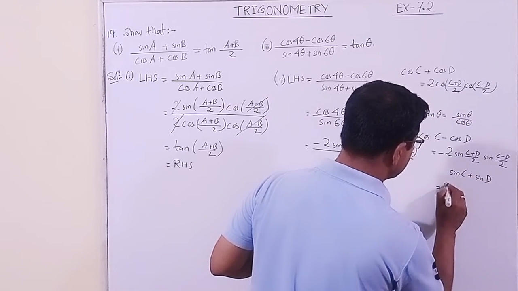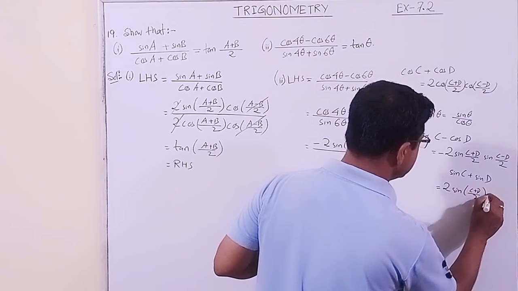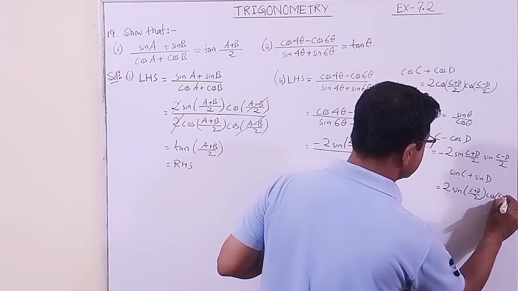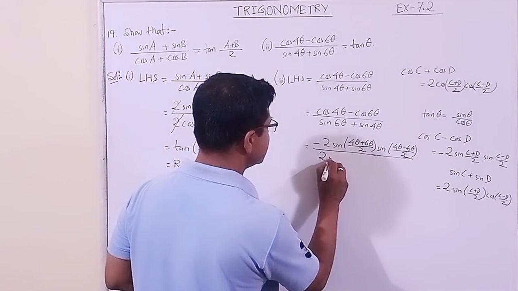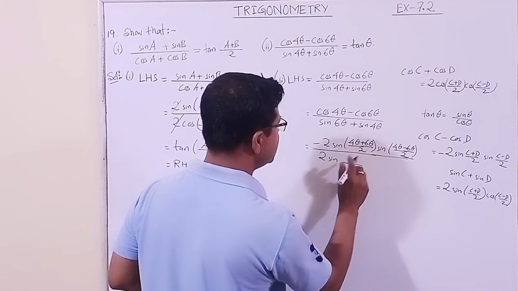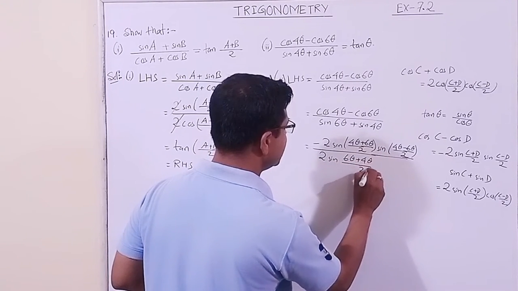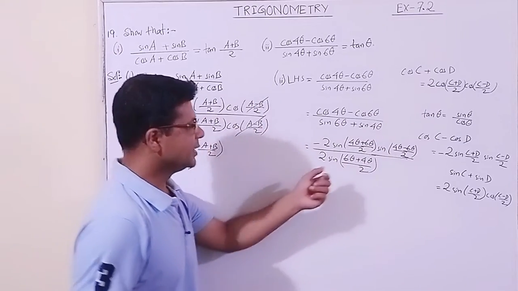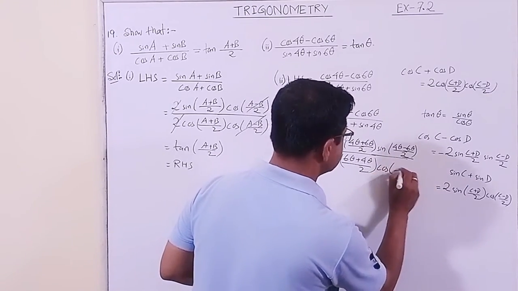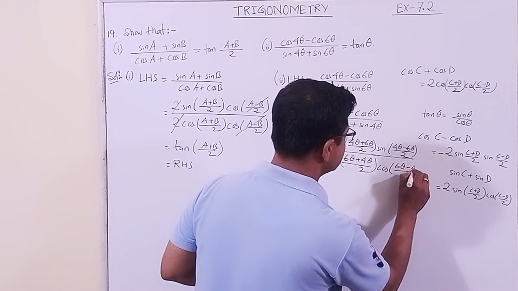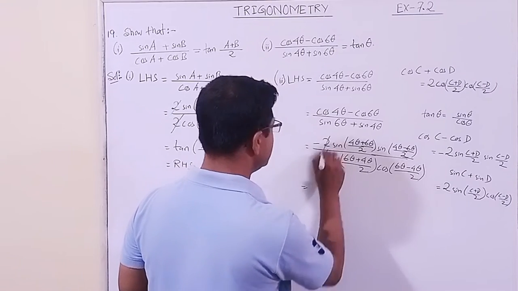The formula is twice sin (c plus d) by 2 cos (c minus d) by 2. Twice sin of (6 theta plus 4 theta) divided by 2. Is it okay? Then this term is left, cos of (6 theta minus 4 theta) divided by 2. Okay, so here you see 2 will get cancelled.